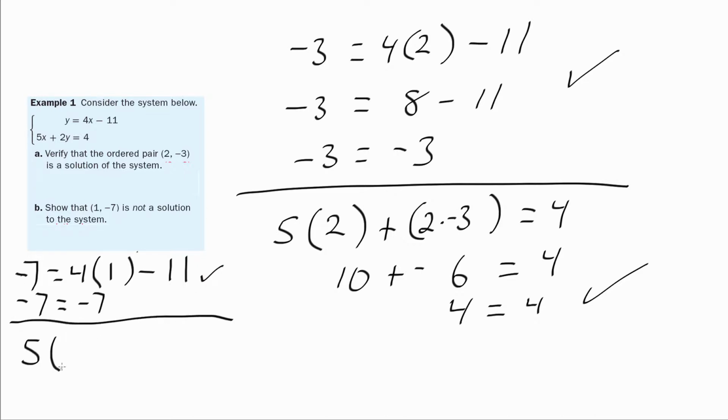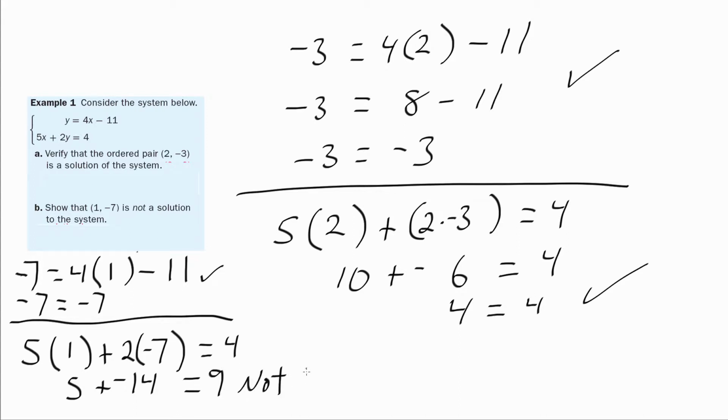So 5 times 1 plus 2 times a negative 7 equals 4. 5 plus a negative 14 equals 9, not 4. And so this does not check. Therefore, 1, negative 7 is not a solution to the system. It has to check for both equations in order for you to verify that it is true for the system.